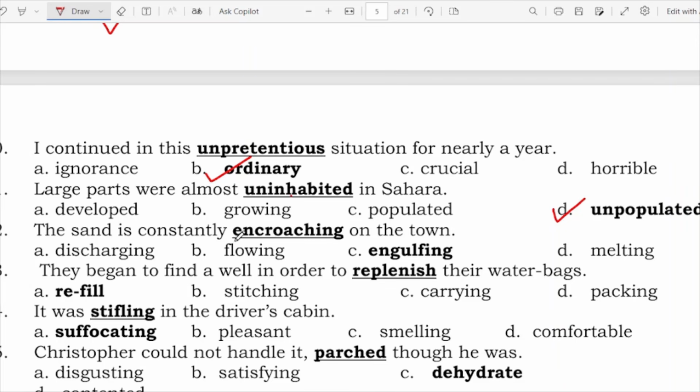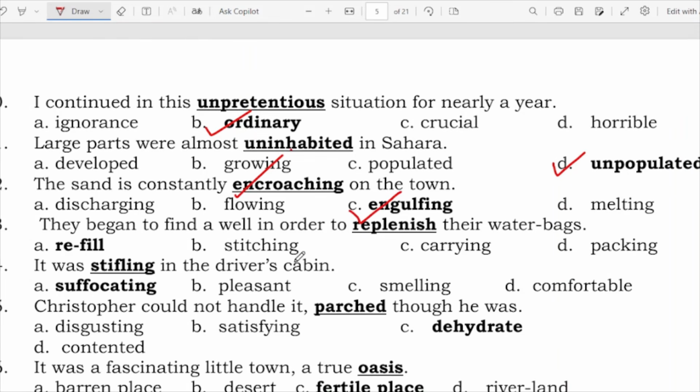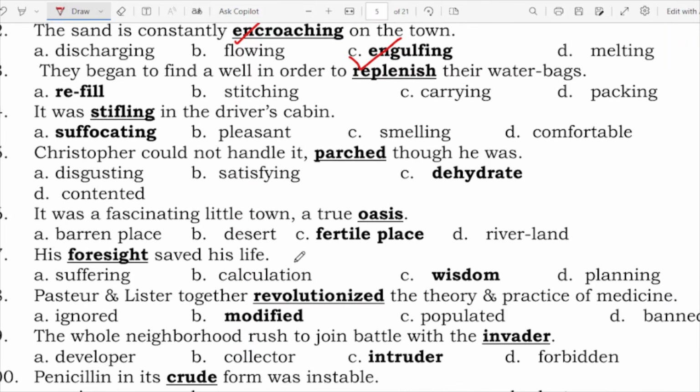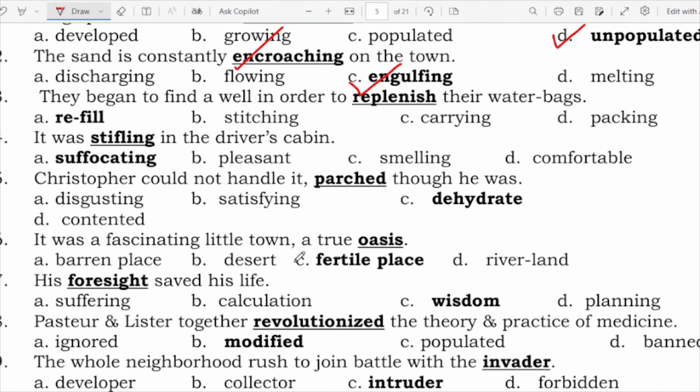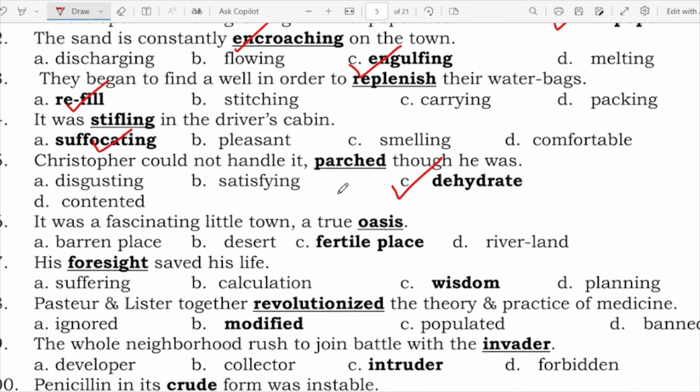Here we have encroaching, engulfing. Okay. Hitchhiking across the Sahara Desert. It's written by Christopher. Replenish, here we have refill. Stifling, very suffocating in the driver's cabin. And Christopher could not handle it, parched, dry, dehydrated, when he drank the blood of the camel.